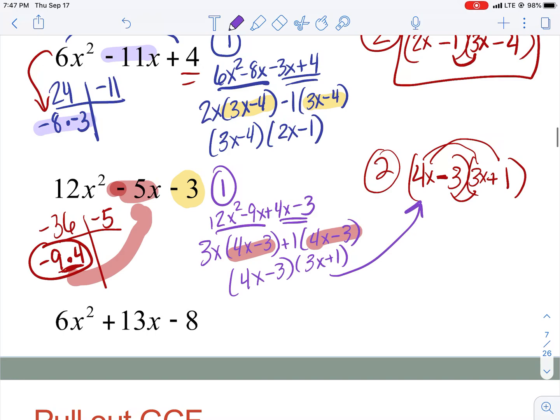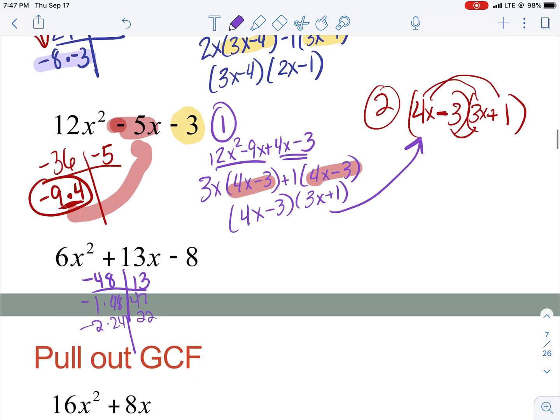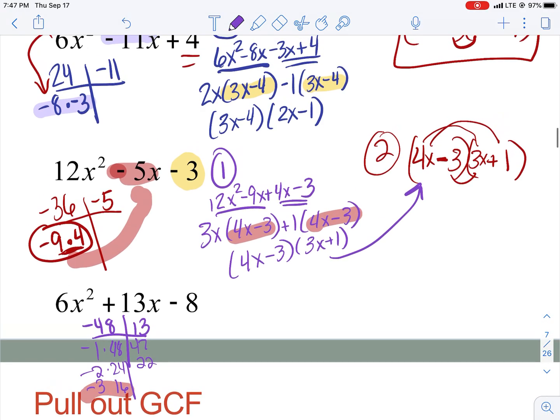Okay, the last one. If I make my table, factors of negative 48 that add up to 13. All right, those do not jump off the page and slap me in the face. So I'm going to do 1 and 48. That's 47. I'm going to do 2 and 24. That's 22. I'm going to do 3 goes into 48 16 times. Oh, there it is. Yay. So now I know what it is. Okay, so I'm going to do this one by grouping.